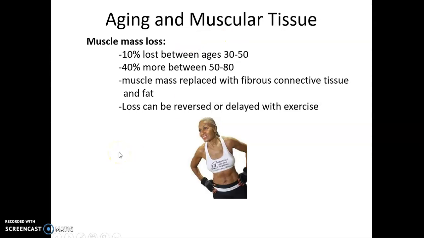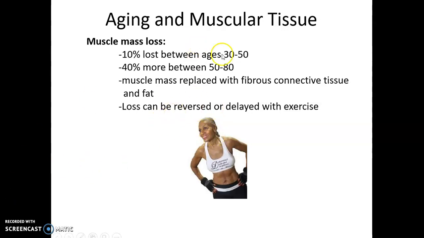Aging in muscle tissue. Well, between the ages of 30 and 50, the average person loses about 10% of their muscle mass. Then between 50 to 80, they lose another 40%. However, it's not always obvious that this is happening because the muscle material gets replaced with fibrous connective tissue and fat. So the person may not think they're losing muscle mass because their muscles appear to be approximately the same size, but what's happening is the muscle tissue is being replaced with other kinds of connective tissue.